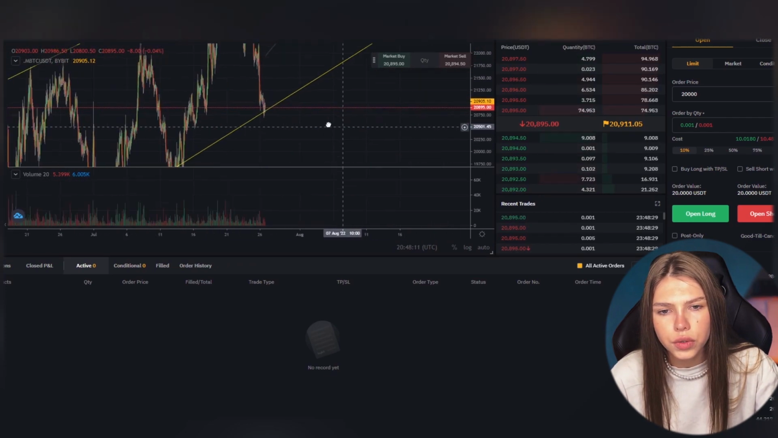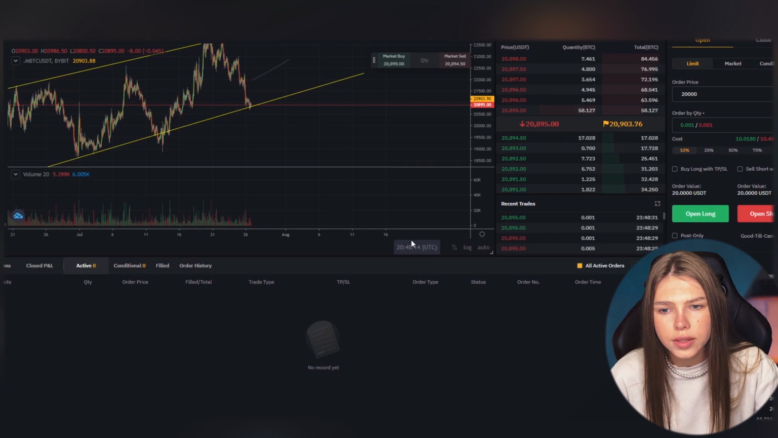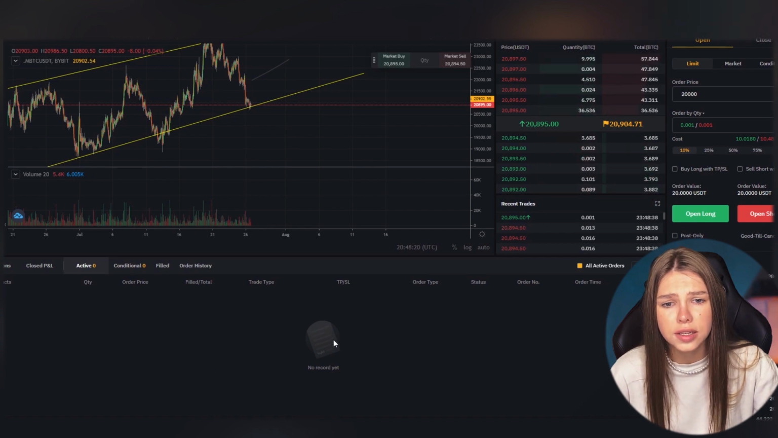Now what we are going to do is actually enter an order with take profit and stop loss. I do suggest that if you're trading on leverage, because this is going to mitigate some of your risks.